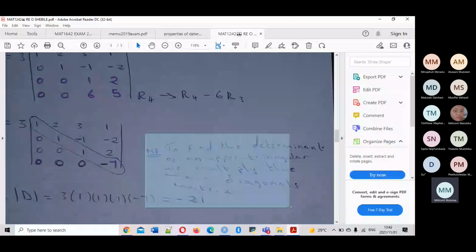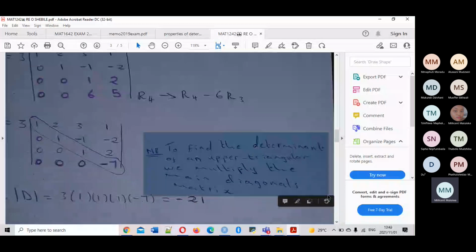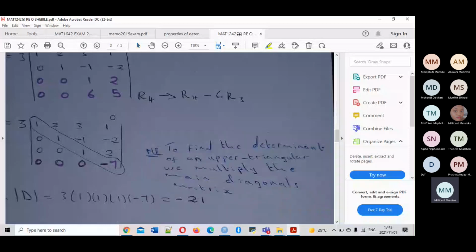To find the determinant of an upper triangular matrix, we multiply the main diagonal. So what is our main diagonal here? Let me highlight it for you so that you may see. This is our main diagonal. Why are we multiplying our main diagonal? Remember this, there's a 3 outside. 3 is always outside our determinant, which is going to multiply.